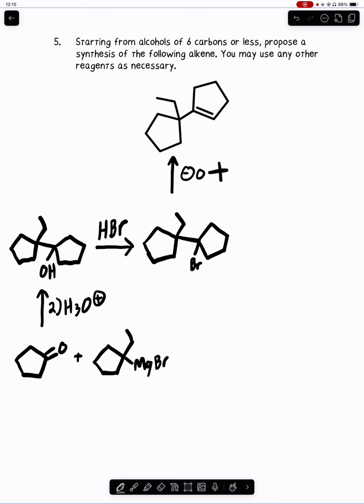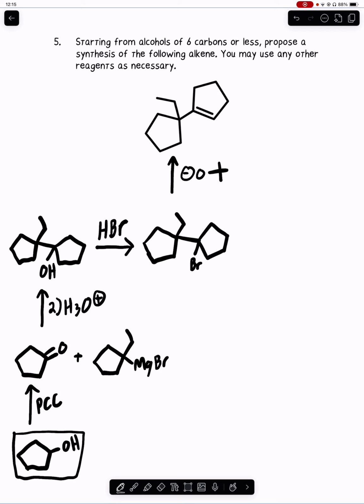Well, let's start with this ketone. And I'm just asking myself, how can I make a ketone? Well, ketones are made when you oxidize secondary alcohols. So there's a secondary alcohol. I'm going to oxidize that. I can use the Jones oxidation or the PCC method. Both will result in that ketone. So this is a permitted starting material. It's an alcohol of 5 carbons or less, so that one's good.